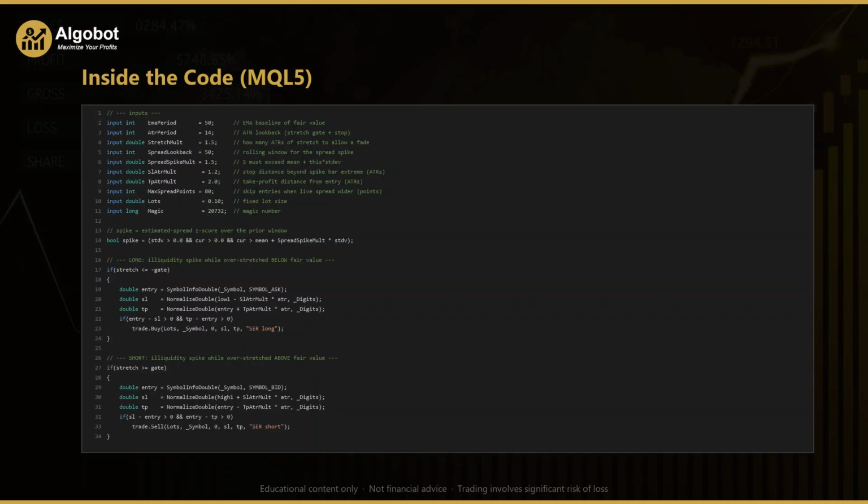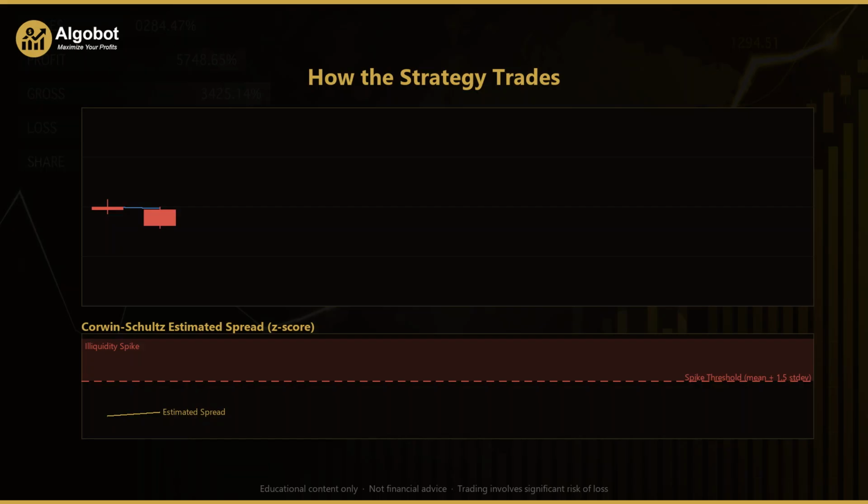The short block mirrors it exactly. When stretch is greater than or equal to gate, price closed well above fair value. The entry is the bid, the stop sits above the recent high, the target is set below entry, and the code calls trade.sell. Let's bring this to life on the chart.